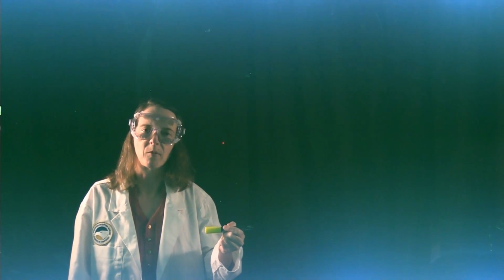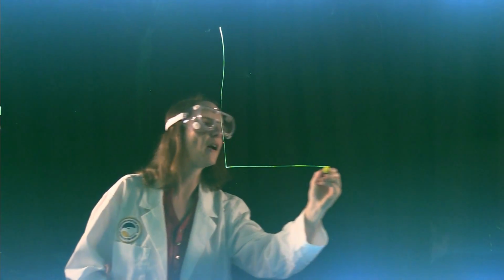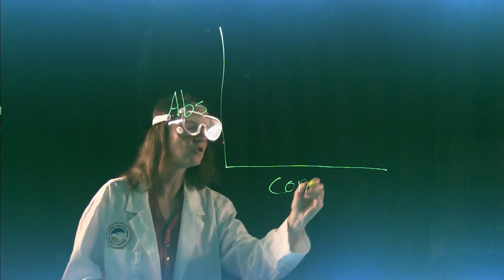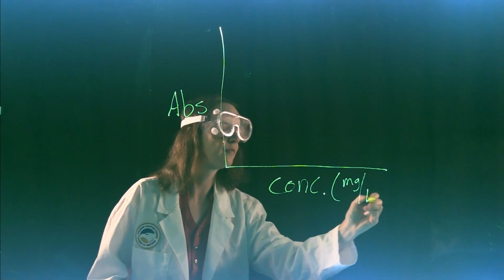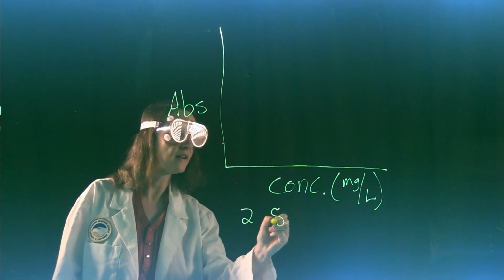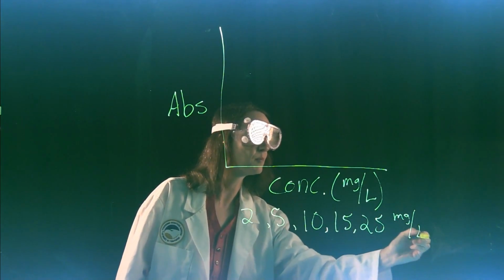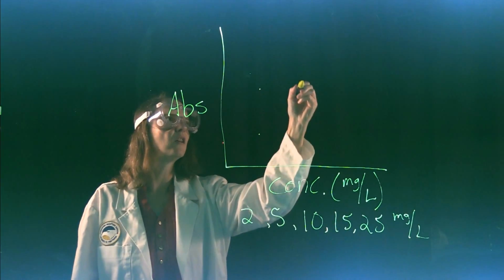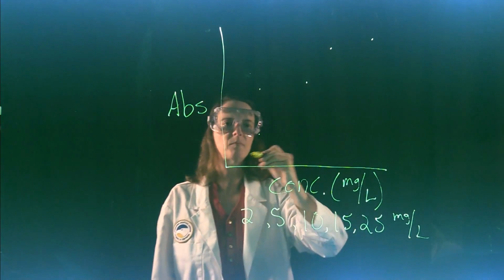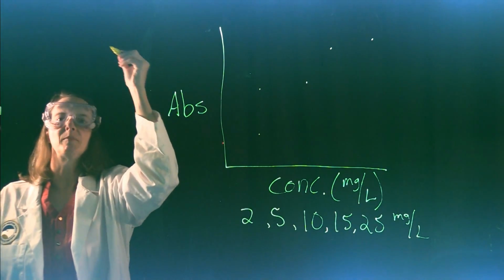How do you analyze the sample? Well, you're going to graph the data from the standard solutions. You'll have a graph. On the y-axis, you'll have absorbance, and on the x-axis, you'll have concentration in milligrams per liter. The standard samples are at 2, 5, 10, 15, and 25 milligrams per liter. And so you'll have points here, something like this, and you are going to graph these points in the form of a straight line. The equation that governs this relationship is called Beer's law.